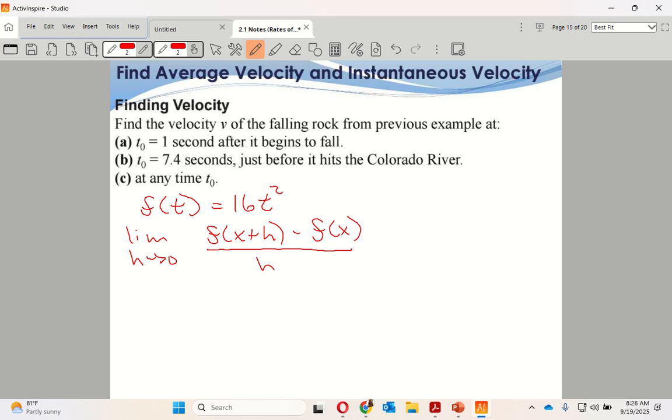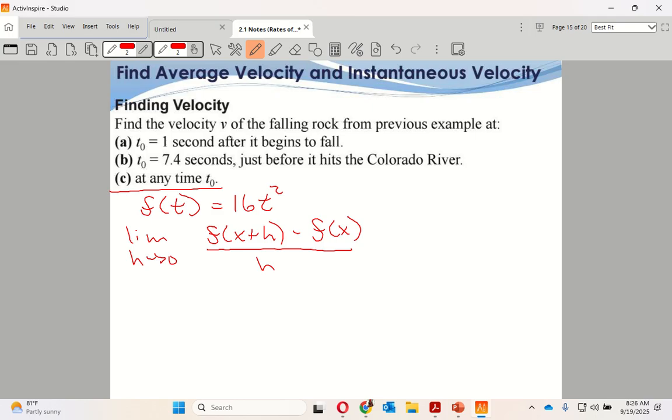The reason I want to do that: do I have to do this more than once? Yes, and it's eventually asking for any time. So if you have the equation, it's easier to plug it in over and over again to find the slope at any given point. Since this is a falling rock, that is a rate of change, like distance over time, the rate that it's falling, so your velocity.